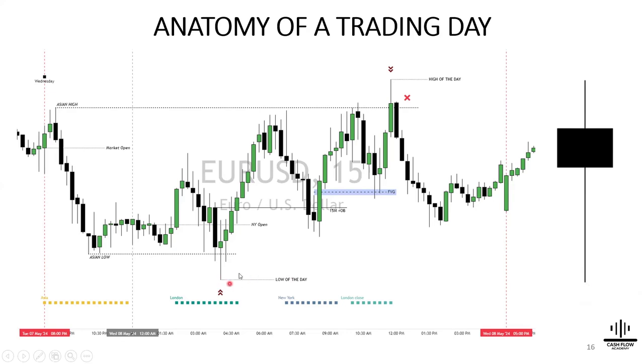So market forms lows and highs in the London session for the European and British pound pairs. All right, so market rallied. You can see this huge rally. It went back up again to take out the liquidity which was formed before coming back down to close below the open. This is the open. So market closed below the open, making it a bearish candle.